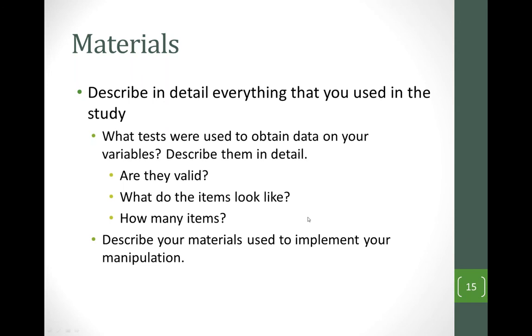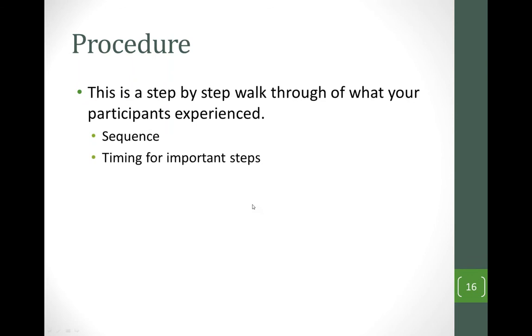Now that's highly tied into the next area, which is procedure. The procedure section is the easiest section to write, I think, if you can be thorough, and you can actually just follow a step-by-step procedure. That's all it is, a step-by-step walkthrough of what your participants experienced. You're looking then for sequence information. What did it look like over time? Did you have timing at important steps?